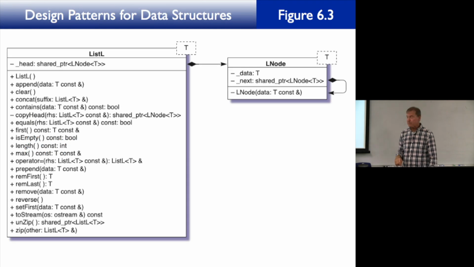Now, figure 6.3 is our UML diagram of our list L project. So list L is the next one you need to set up. There are two classes: the class for a list and the class for a node. The class for the list is list L. The class for a node is L node. They're templatized, C++ template type. You see the _head, that's a private member of list L. And in L node, there is a _data, which is type T, and _next, which is a pointer to an L node.